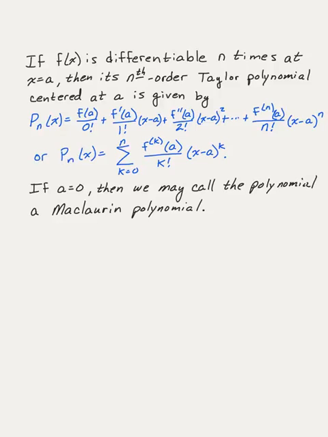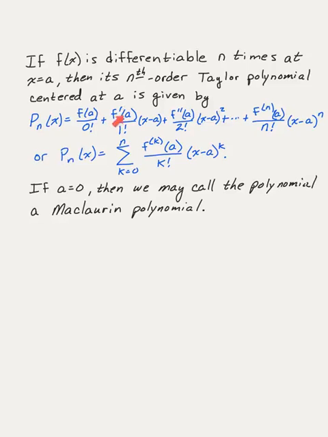So if f of x is differentiable n times at x equals a, then its nth order Taylor polynomial centered at a is given by this polynomial right here. You have f of a over 0 factorial. Remember, 0 factorial is 1. And so it's just your function evaluated at a.